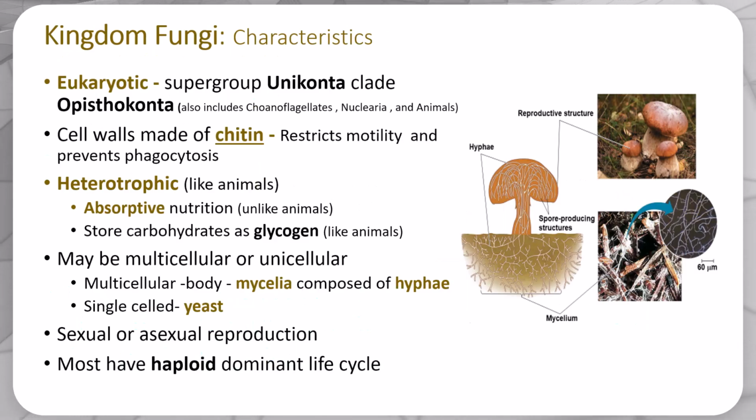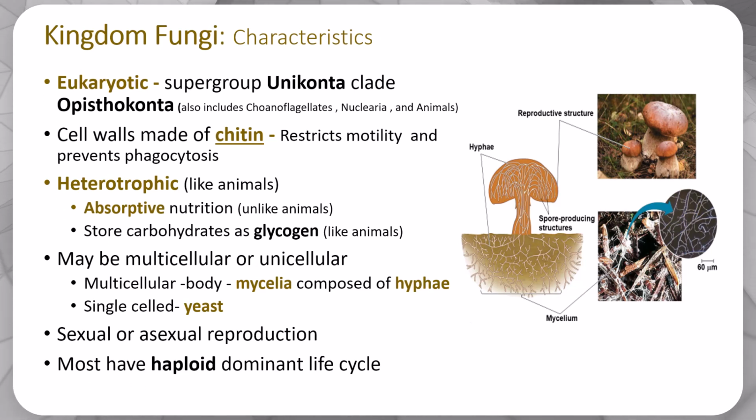So with fungus characteristics, like what makes a fungus, they are eukaryotic organisms. They're in the supergroup Unikonta and the clade Opisthokonta. Remember that clade Opisthokonta includes animals as well as some other protists. Fungi have cell walls made of chitin that restricts their motility and also prevents phagocytosis. So even though they're heterotrophic like animals, they have to have an absorptive nutrition.